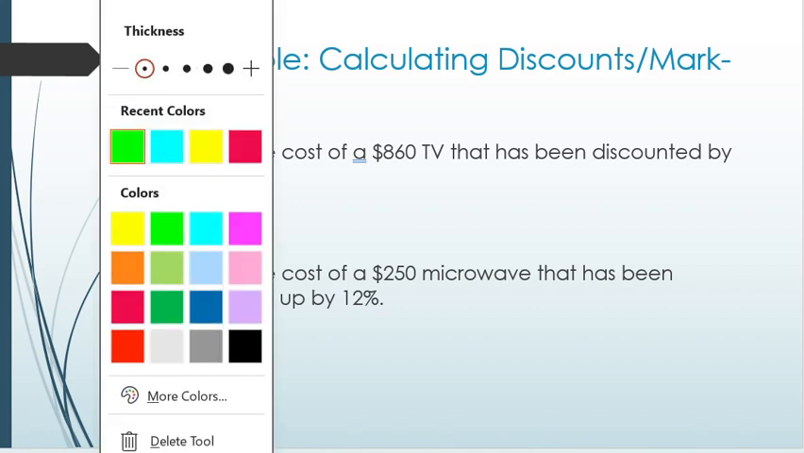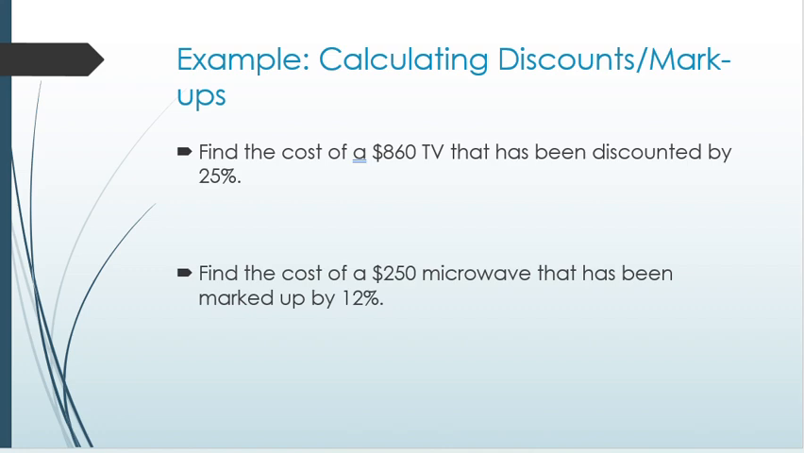What I like to do is highlight key information. So $860, the word discounted, and the percentage. Once you have those three things, you can just figure it out and apply what you need. So I'll just do this. It'll be 25% times 860. Figure out whatever that is, and then you just go 860 minus whatever this number is.